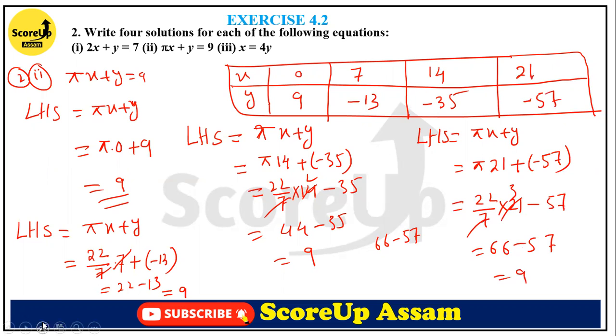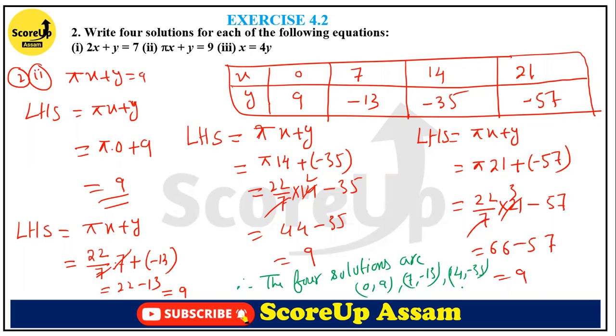So what are the four solutions? Therefore, the four solutions are (0, 9), (7, minus 13), (14, minus 35), and (21, minus 57). Is it clear? Is it clear to you?